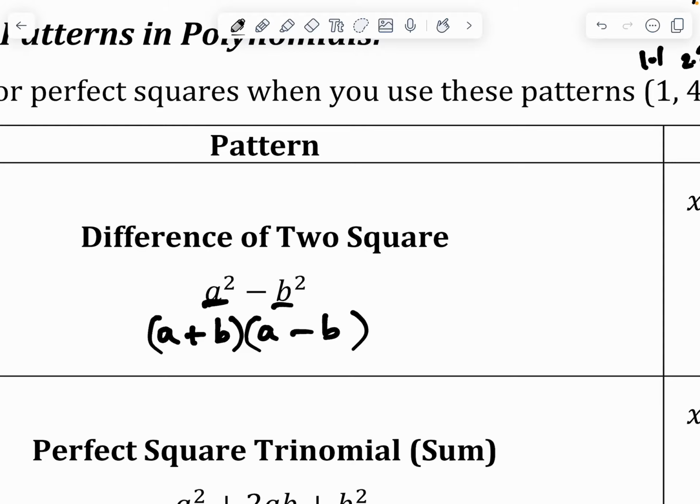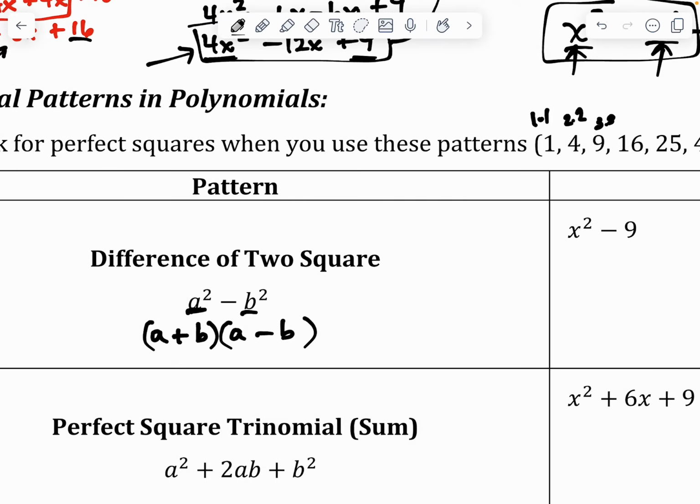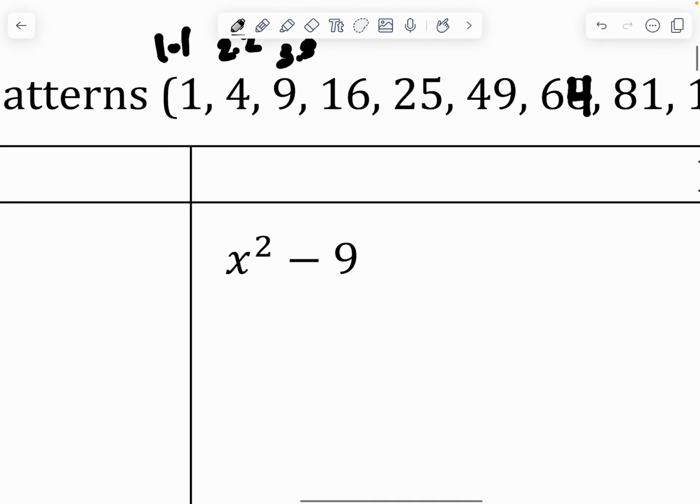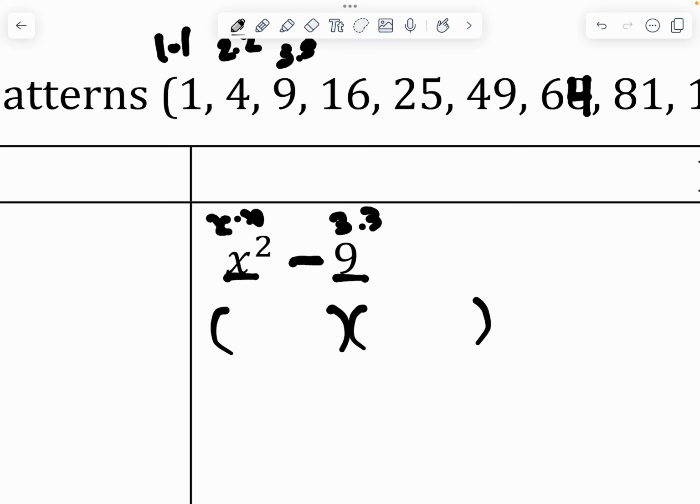If you recognize the pattern, then you don't really have to think much about it. You can just easily factor. So if I look at x squared minus 9, that's a perfect square, because 3 times 3 is 9, and x times x is x squared. It's the difference, so I know I'm going to have two factors. It's the difference of two squares. Gives me two factors, one positive, one negative.